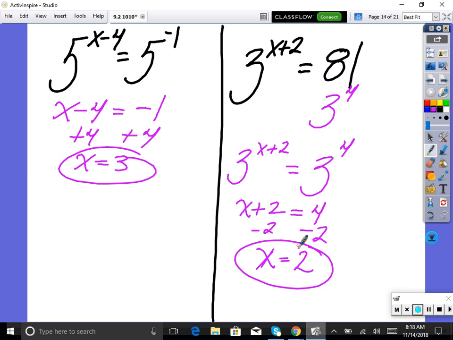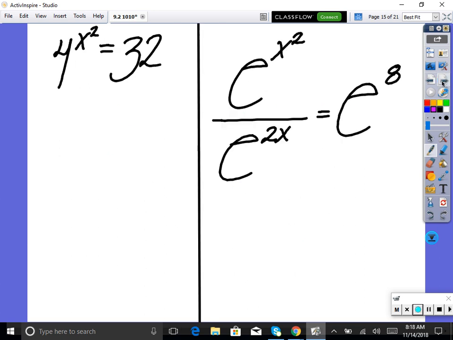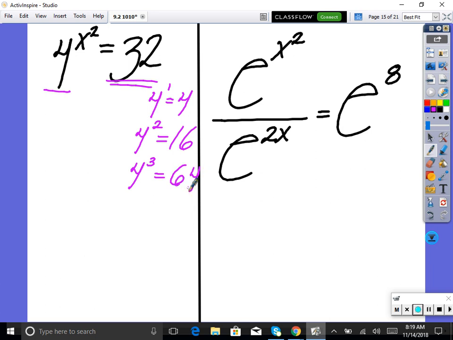Now they're not always going to be that straightforward. So these have been easily written as the same base. Base 3, this could be written as base 3. But let's look at one where that is not the case. So we have right now base 4 to the x squared equals 32. Now 4, let me show you. 4 to the first power equals 4. 4 to the second power equals 16. What's 4 to the third power? 64.